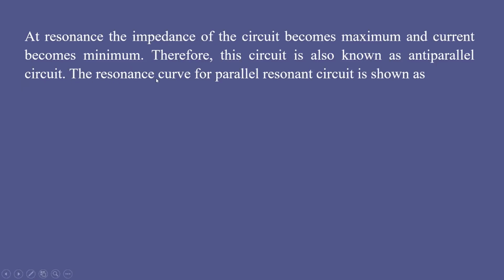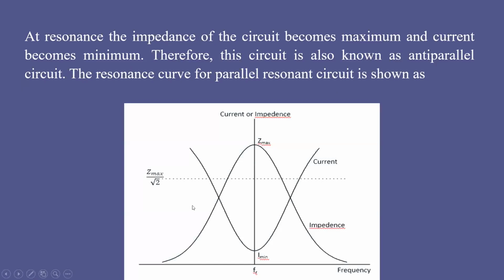Okay. The resonance curve for the parallel resonance circuit is shown by this particular graph. And just remember, this impedance becomes maximum. This is the curve for impedance. The current curve is reverse. Exactly, the graph is observed to be reverse compared to the series resonance circuit. Impedance increases and becomes maximum at resonance, and current becomes minimum at resonance.